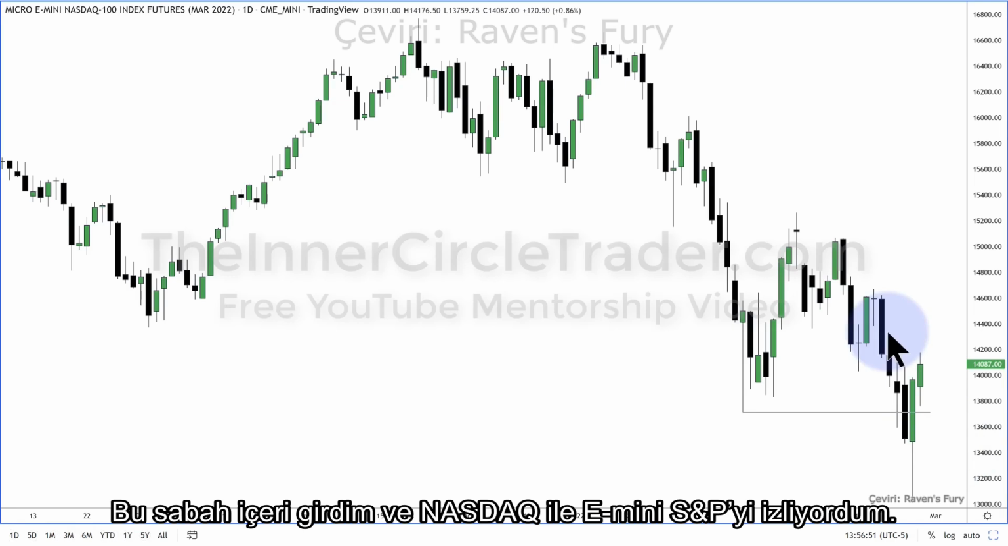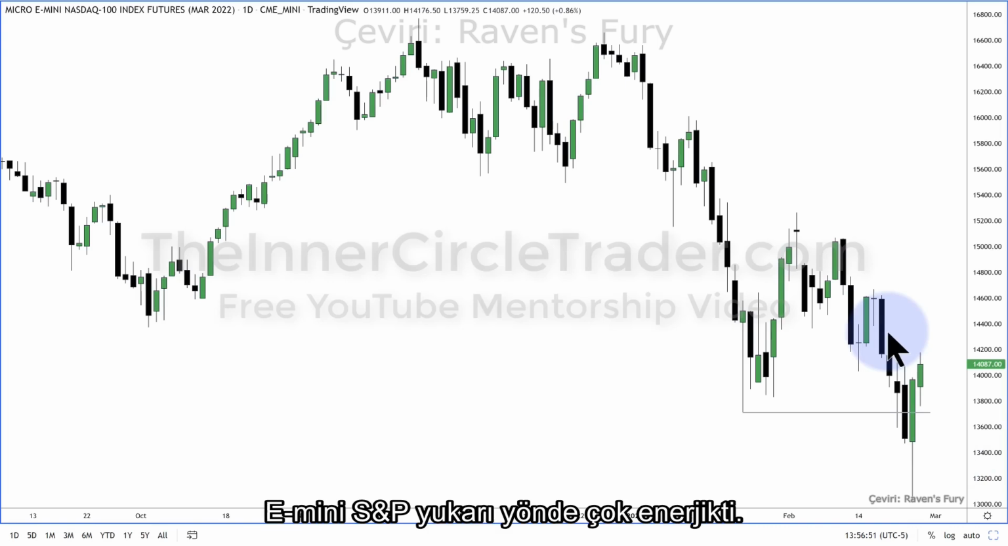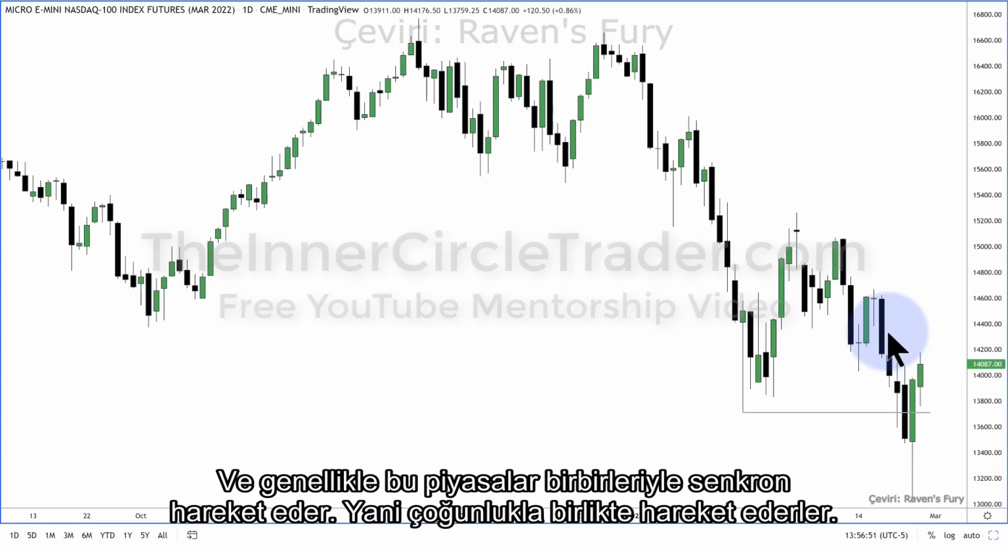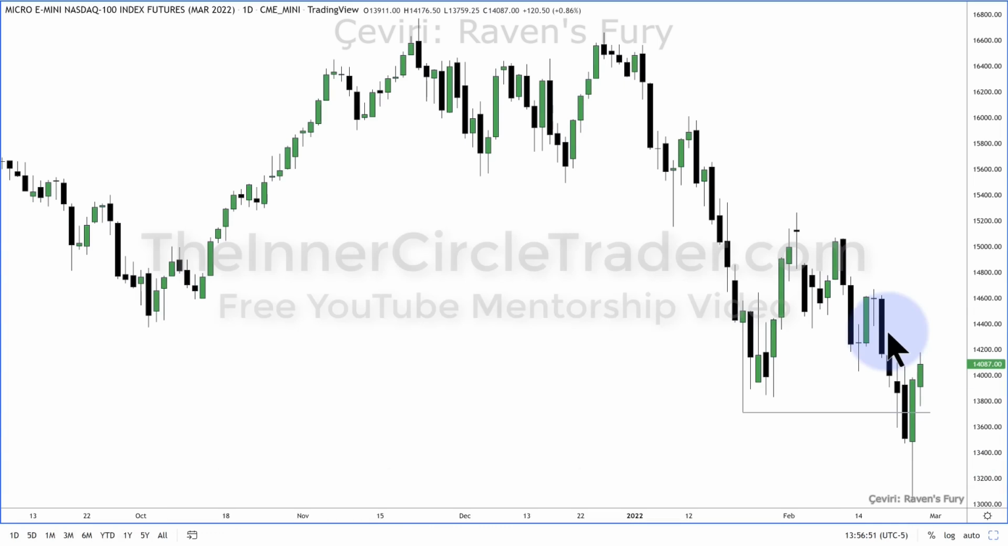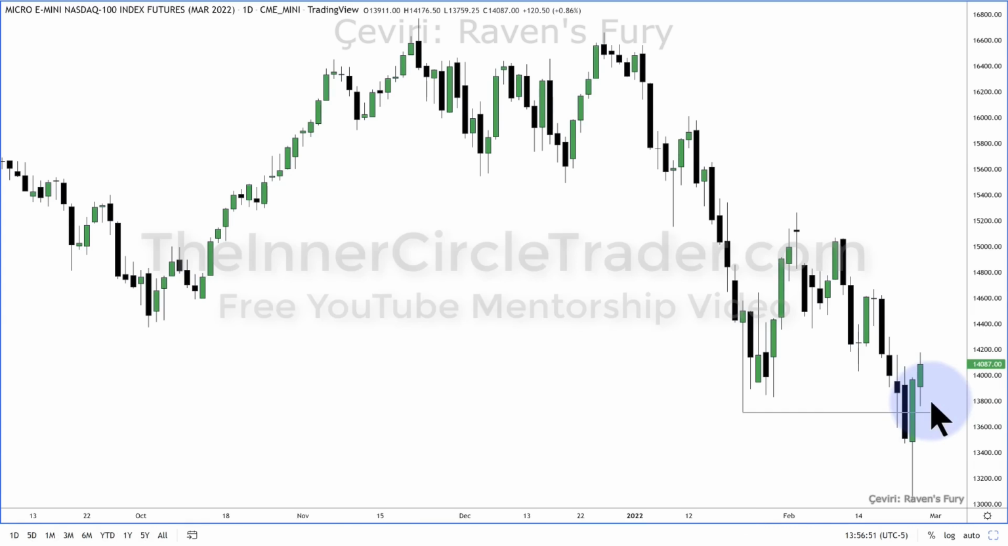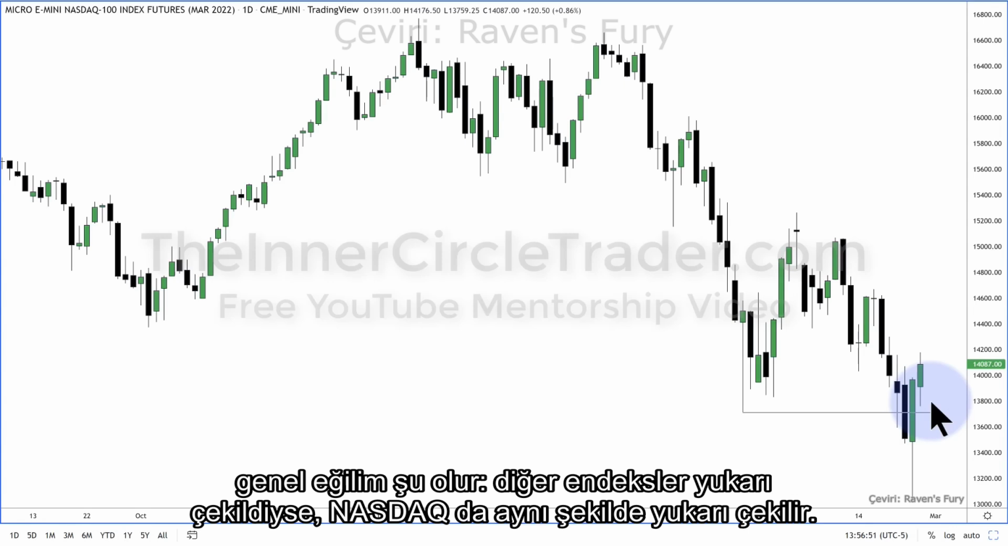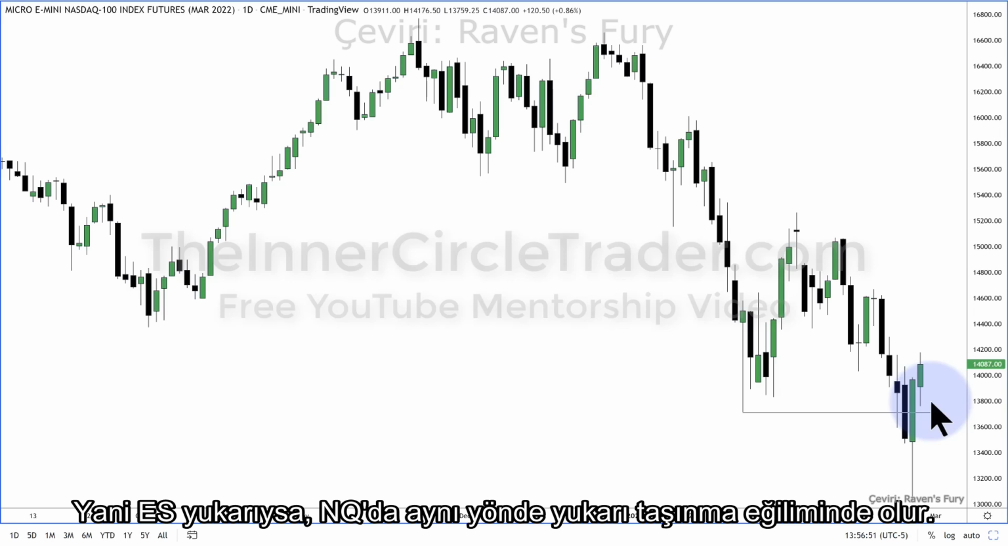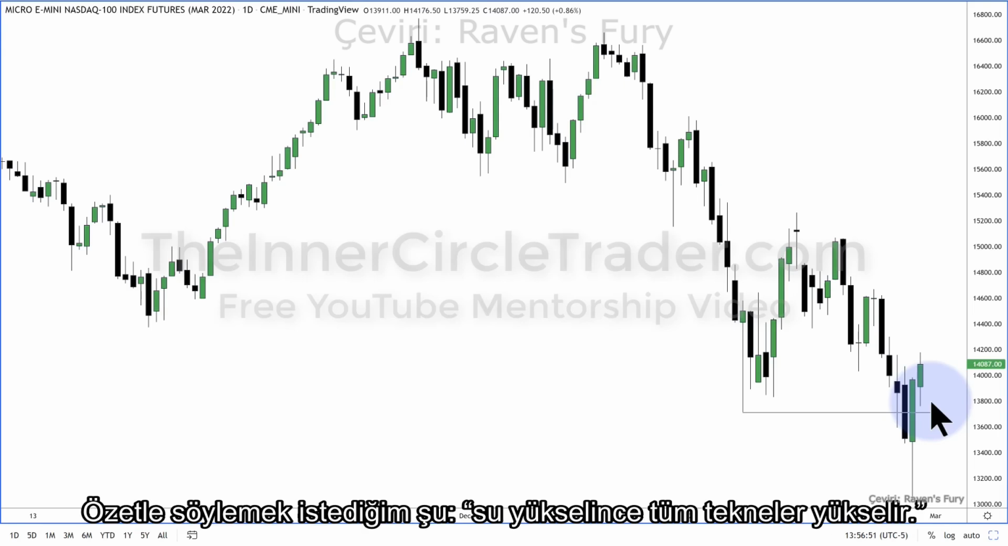So I went in this morning and I was watching the NASDAQ and the E-mini S&P. E-mini S&P had a lot of energy to the upside. And usually these markets move in tandem. That means they're generally moving together. Even though the NASDAQ was a little bit lethargic and wasn't trying to go up as quick and as fast as ES, the tendency is that it will be drawn to the same degree that the other indices were. So if ES was higher, NQ, which is NASDAQ futures, should be brought higher in sympathy. All boats rise in high tide, basically is what I'm saying.